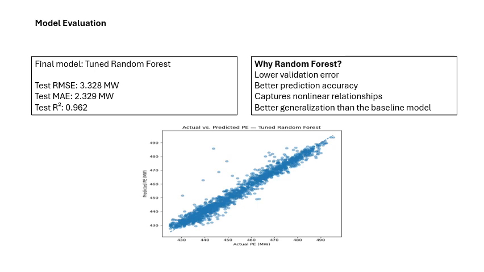As shown in this slide, the final model achieved an RMSE of 3.328 megawatts. MAE, the mean absolute error, is 2.329 megawatts, and test R-squared is 0.962. The results indicate that the model is able to accurately predict electrical energy output on the previously unseen data, which we are also calling test data.